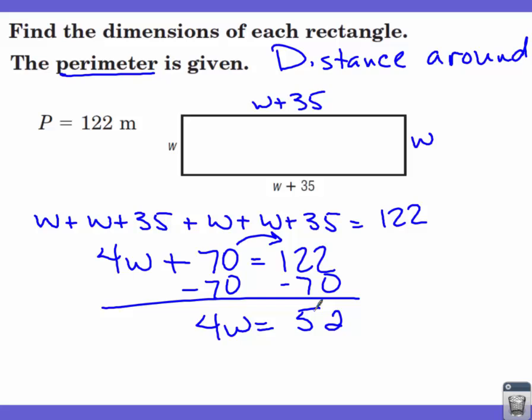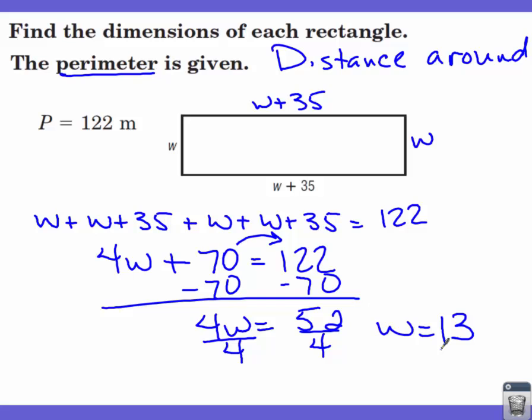Well, I don't want to know about 4W, I want to know about 1W. So we divide by 4, and then W is equal to, well, 4 goes into 5 one time with 1 left over, and then 4 goes into 12 3 times. So I know W is equal to 13.